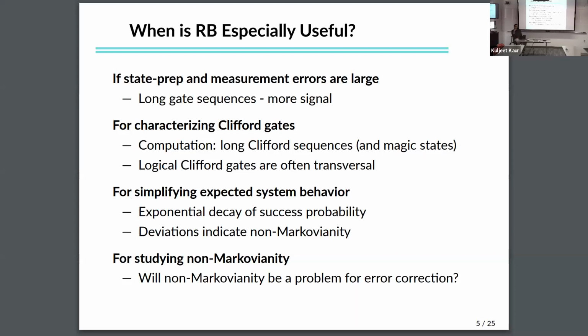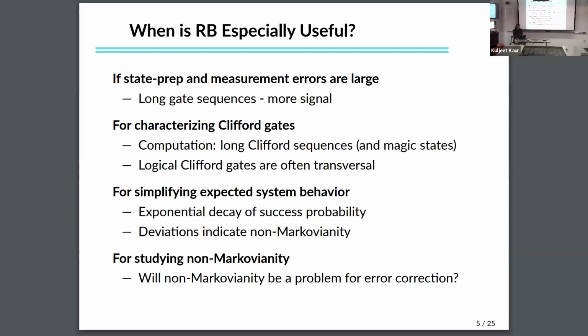And so simplifying the behavior in the Markovian case is extremely important so that you can actually have a hope of detecting deviations from that. Right, and a main motivation for studying non-Markovianity is to answer this question, which is, I would say, a kind of important issue right now. And the question is, will non-Markovianity be a problem for future error correction?